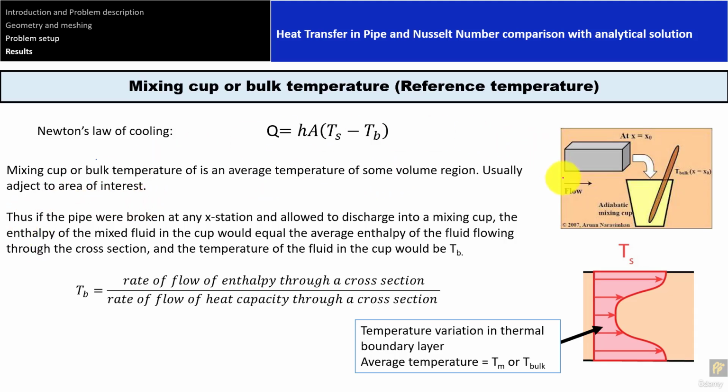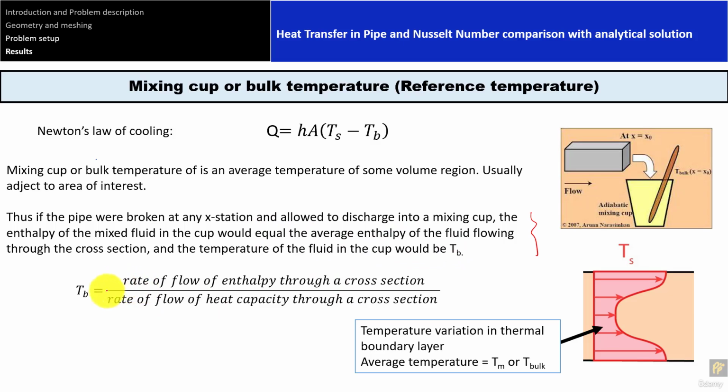In more detail, this means that if the pipe were broken at any x station and allowed to discharge into a mixing cup, the enthalpy of the mixed fluid in the cup would be equal to the average enthalpy of the fluid flowing through the cross section, and the temperature of the fluid in the cup would be Tb, the bulk temperature.